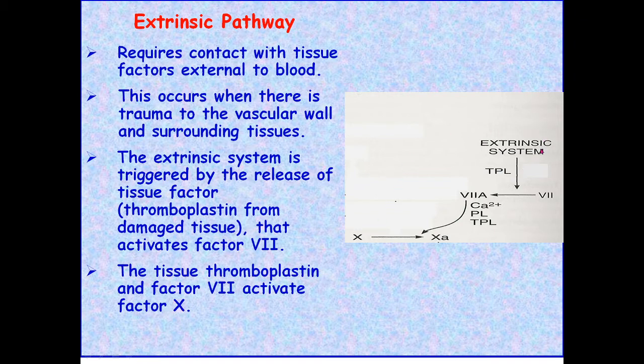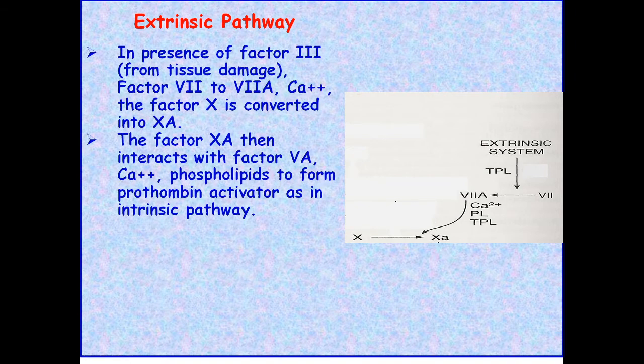In this figure of the extrinsic system, this is the tissue thromboplastin, which is acting on the what? This inactive factor 7, and it makes factor 7 active, that is 7A. In the presence of calcium ion, phospholipids and the tissue thromboplastin, it activates the inactive factor 10 into 10A. In the presence of factor 3, that is from the tissue damage, that is tissue thromboplastin, factor 7, which is an inactive one, becomes an active one, that is 7A. Calcium ion and factor 10 is converted into 10A.